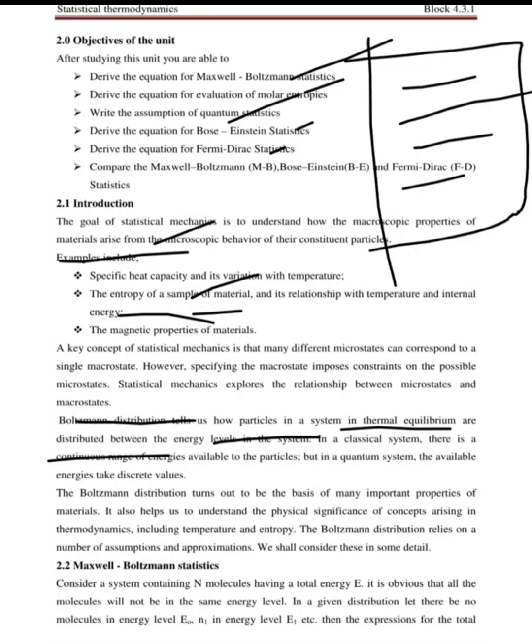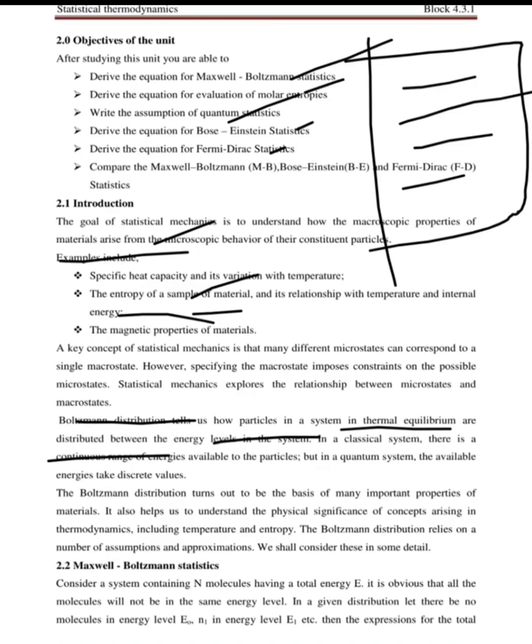It also helps in understanding the physical significance of concepts arising in thermodynamic properties. It includes temperature and entropy, not only energy. The Boltzmann distribution relies on a number of assumptions and approximations, which we will discuss in the later part.